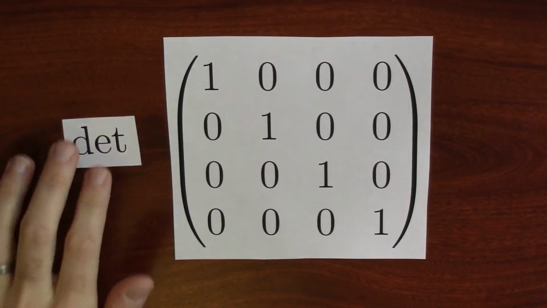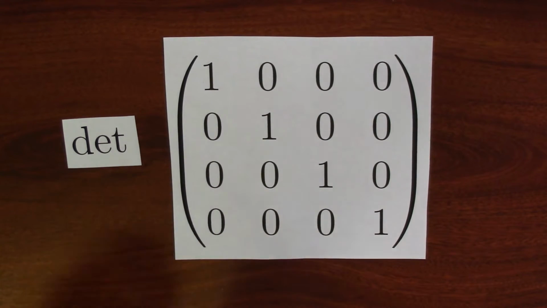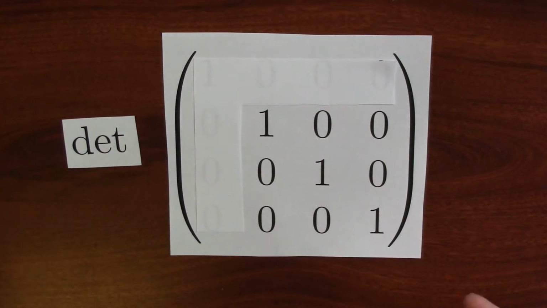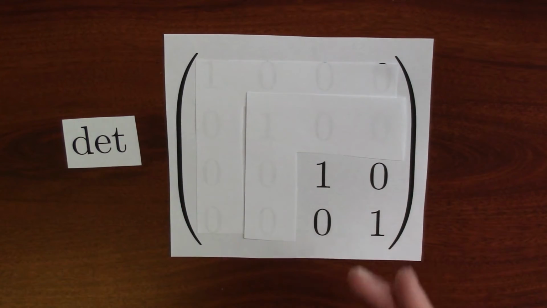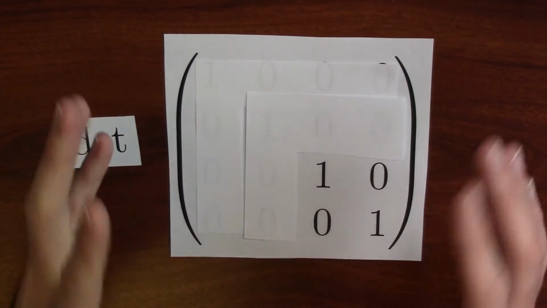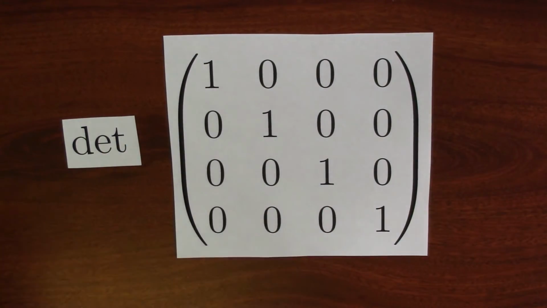And we can also handle the 4x4 case. This determinant is the determinant of a 4x4 identity matrix, which by the result is the same as the determinant of this 3x3 identity matrix, which by the result is the same as the determinant of this 2x2 identity matrix, which is equal to 1. And consequently then, the determinant of the 4x4 identity matrix is also equal to 1.